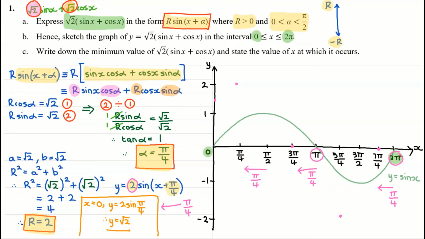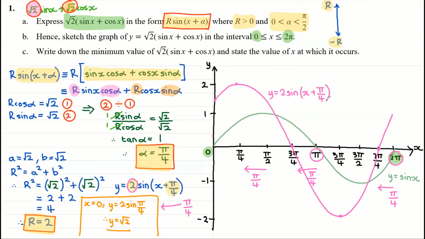So let's do it. What color shall I do? I'll stick with the pink so it stands out. Hopefully I can get through all these points. And then it's going to go up a bit here as well to get up to 2 pi. So that's my attempt. Maybe yours is a bit better. So that's going to be 2 sine of x plus pi over 4.